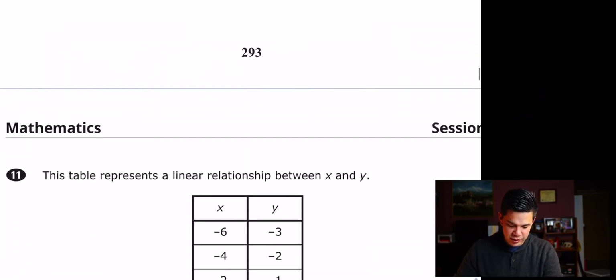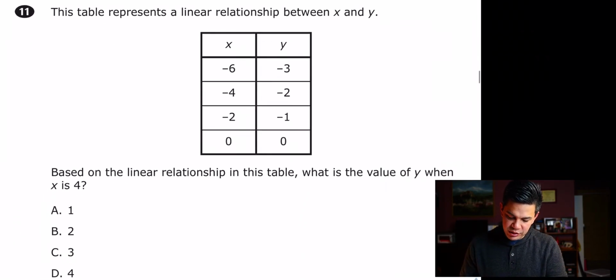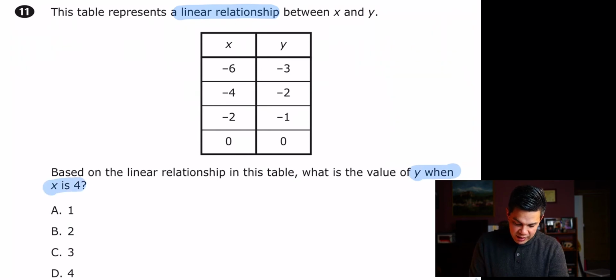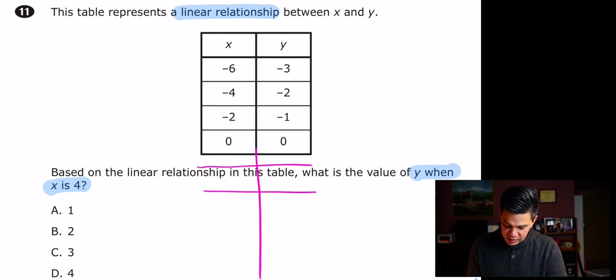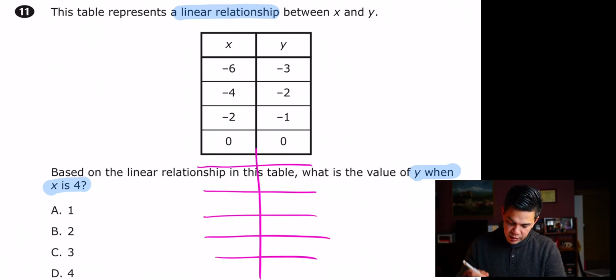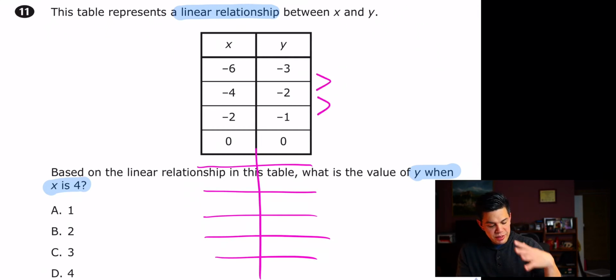All right, next one. This table represents a linear relationship between x and y. Based on the linear relationship of this table, what is the value of y when x is equal to 4? I guess we can just continue this table. Hopefully we can see a pattern that's created here. Instead of just writing an equation, we just want to find this number efficiently.